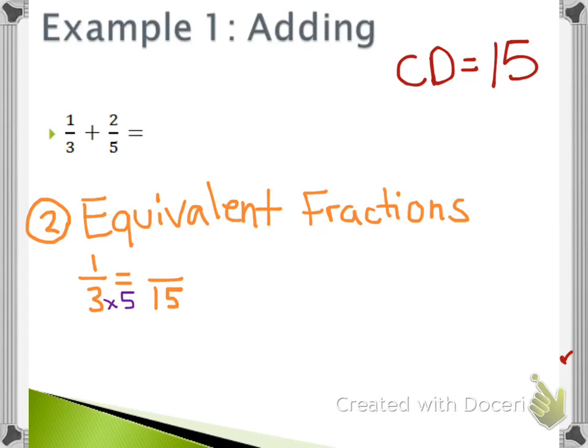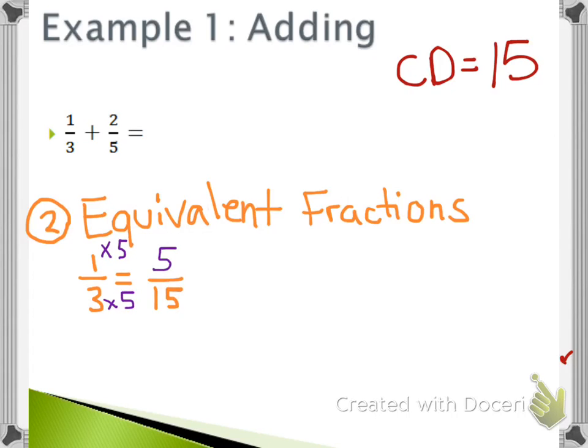And as we've talked about before, whatever I do to the denominator or to the bottom, I got to do to the top or the numerator. So if I multiply this 3 by 5, I also have to multiply the 1 in the numerator by 5. And so 1 times 5 we know is equal to 5. And lo and behold, we have an equivalent fraction for 1/3. It is 5 over 15, or 5/15.